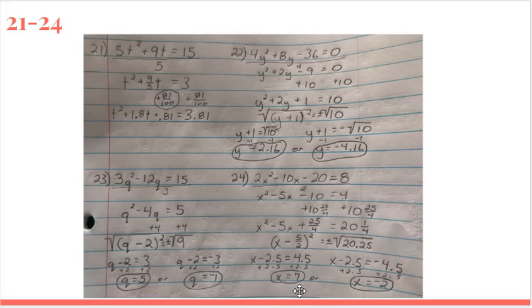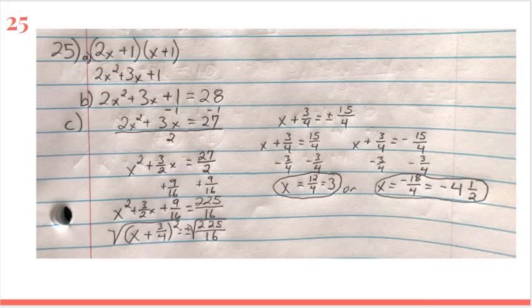Follow those steps, and we end up with x equaling 7 or equaling -2. No estimation here. And then finally 25.